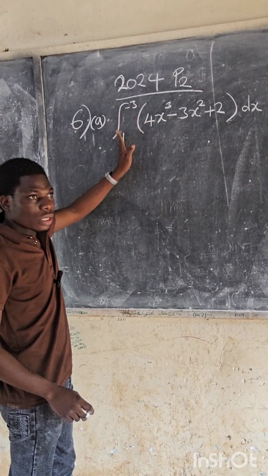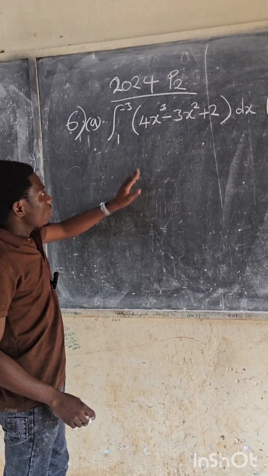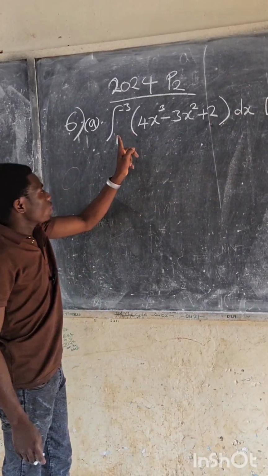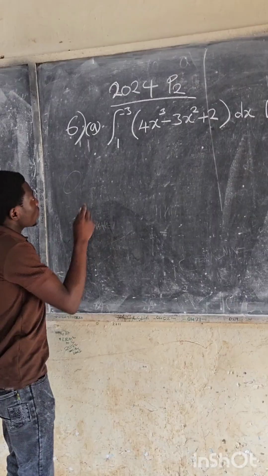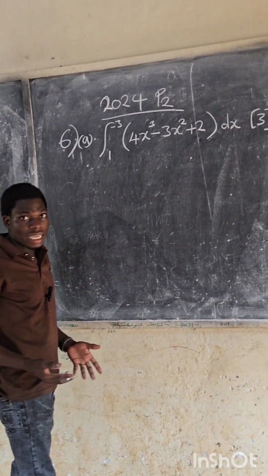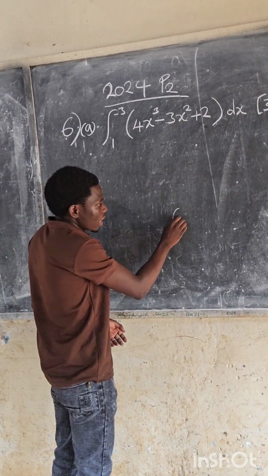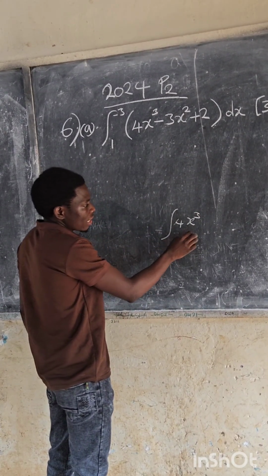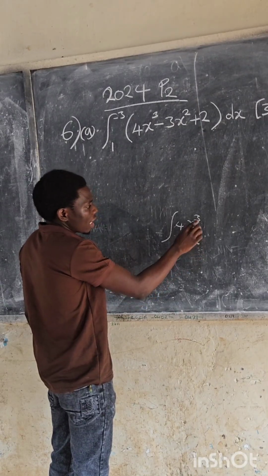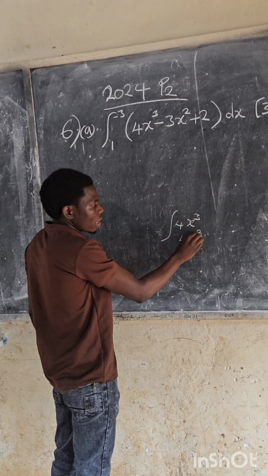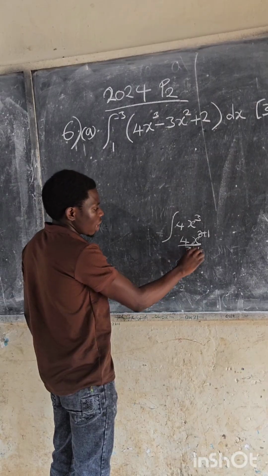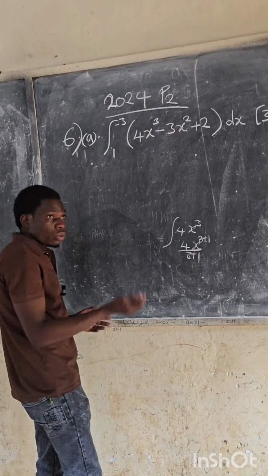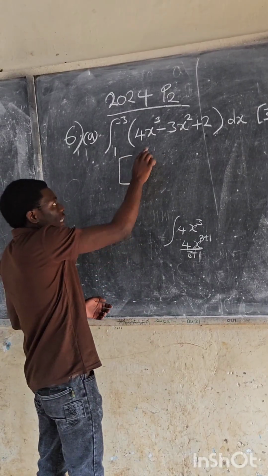Whenever you are integrating with limits, what we are supposed to do first is to integrate what is inside the brackets with respect to x, and then you put the limits there. The concept of integration is that if I give you 4x to the power 3 to integrate, the power will increase by 1, which is 3 plus 1, over 3 plus 1. Even here we are using the same concept. What you just need to do is to open the capital brackets, and then you start integrating.